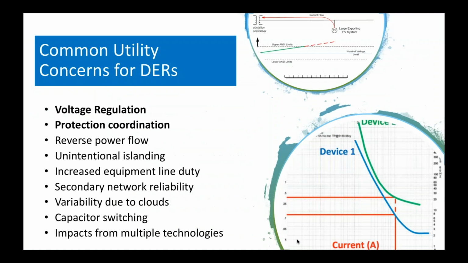So just common utility concerns that we've heard here in the US and across the world, really the main one is voltage regulation. So that is, you know, when the DERs inject power into the grid, and especially the load is not that high during the day, it can cause a high voltage, and that is a concern. Protection coordination is another one, but that one has been, I think, easily solved. So you may have to adapt the protection schemes. And then some other ones are listed there, but a common one is also simply thermal overloads. So when there's enough PV penetration, you start really overloading the lines and the transformers.